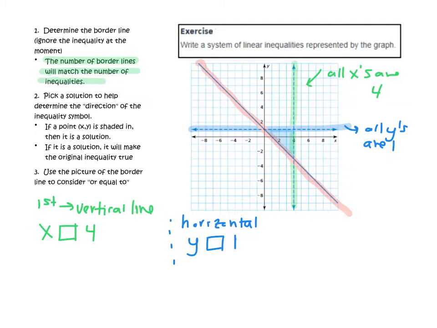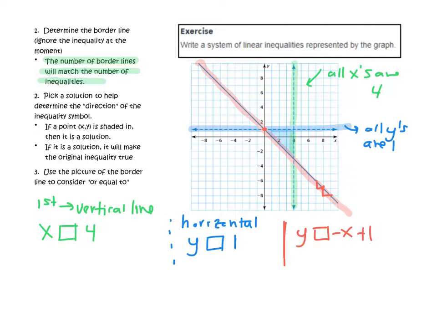And then our last one looks a little more familiar. It's just kind of a standard line. So I can see the slope of that line is -1. And I can see the y-intercept of that line is +1. So I've written all 3 starts of the borderlines.